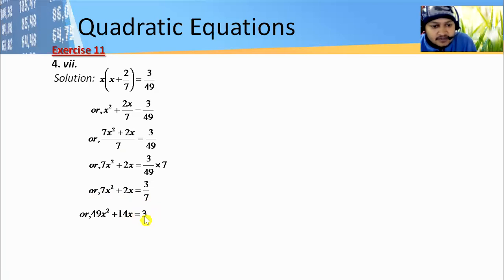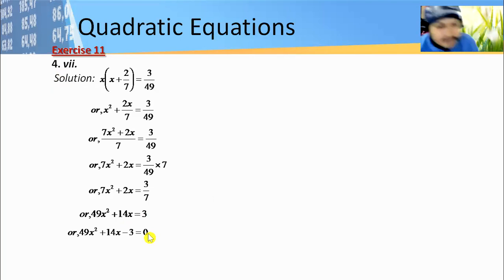Now take 3 also to the left side, because in question number 4, we have to use the formula. This is the question related to the formula method. Previously, we did the question related to completing the square, and before that was the factorization method. And this is related to the formula method, and it must be in the form of ax square plus bx plus c is equal to 0. It must be in this form.